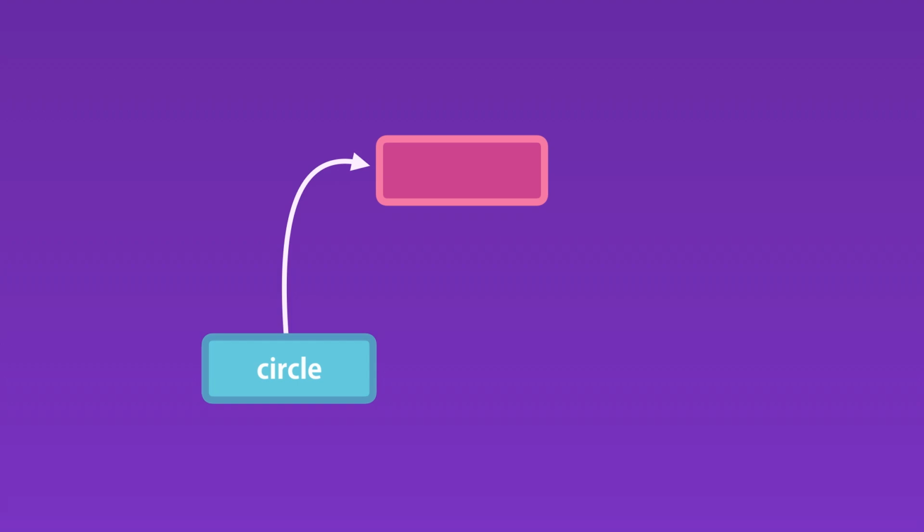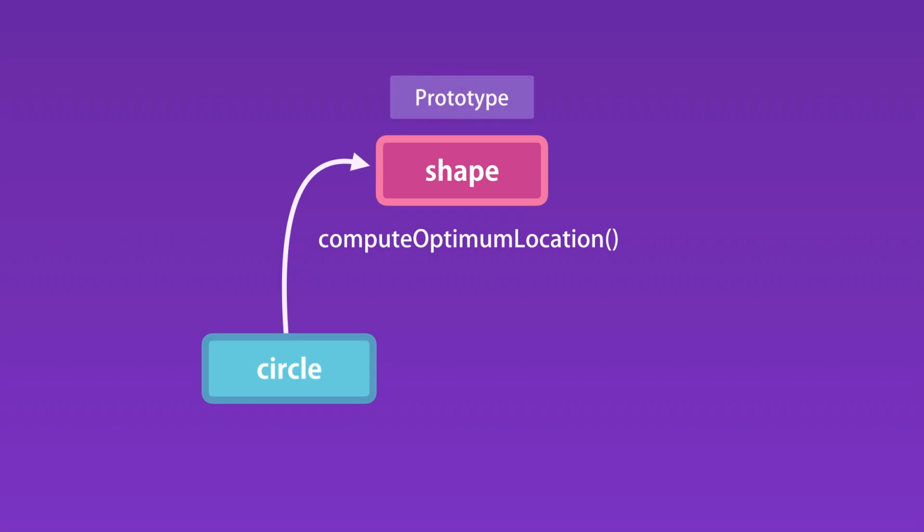We can define another object, let's call it shape, and add all the common behavior or all the common methods in this object, like computeOptimumLocation. And then somehow we can link the circle object to the shape object. Now we refer to the shape object as the prototype of the circle. So a prototype is essentially a parent of another object.